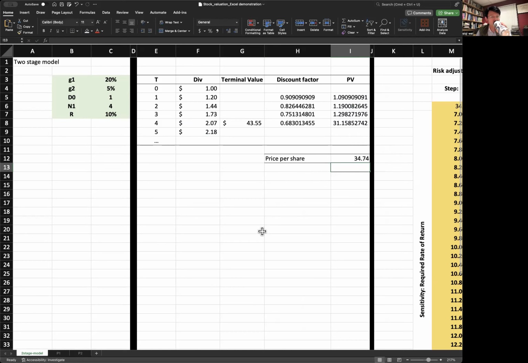So it's 34.74. Okay? Again, I want to emphasize that I'm just using Excel as a platform to show you the concept. It's not about how we work on everything on Excel. It's all about whether you understand the rationale behind the model. All right. Now let's go back to my slides.